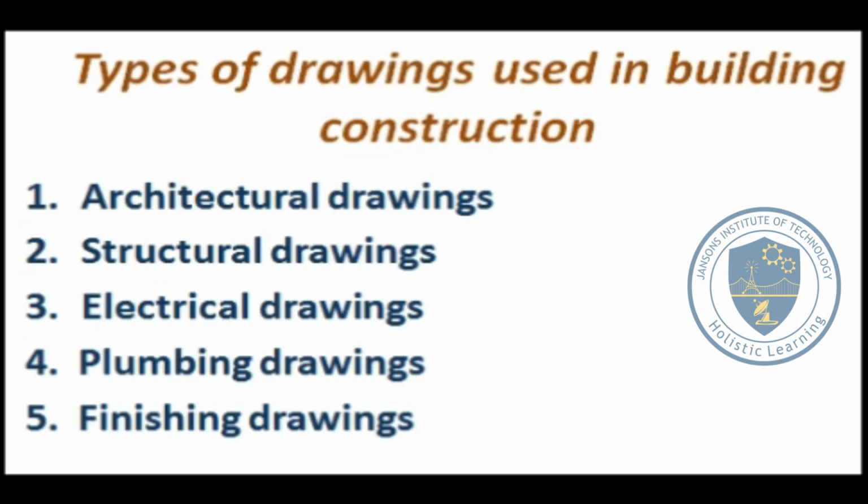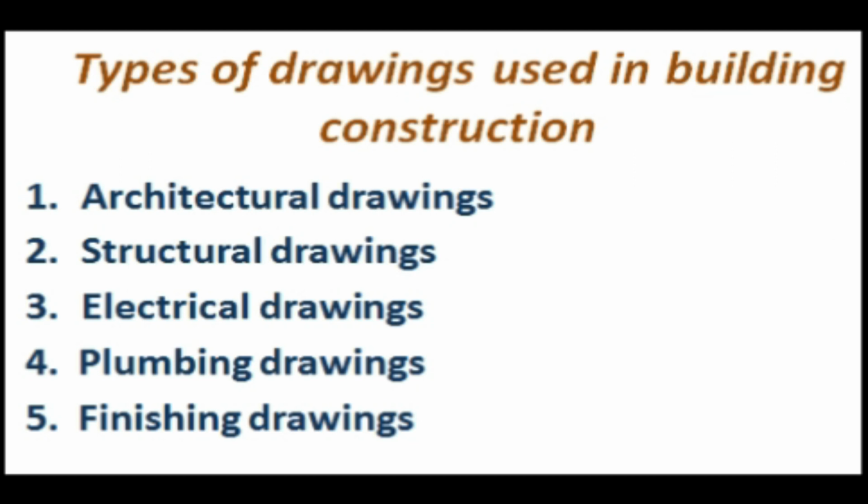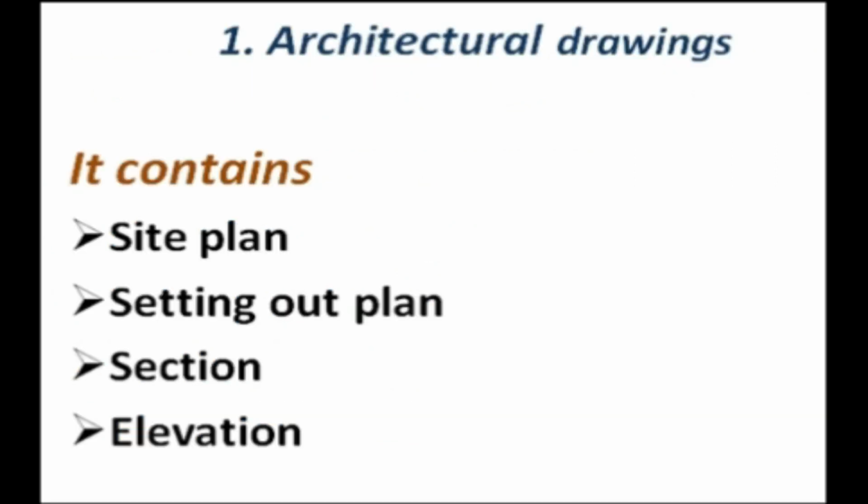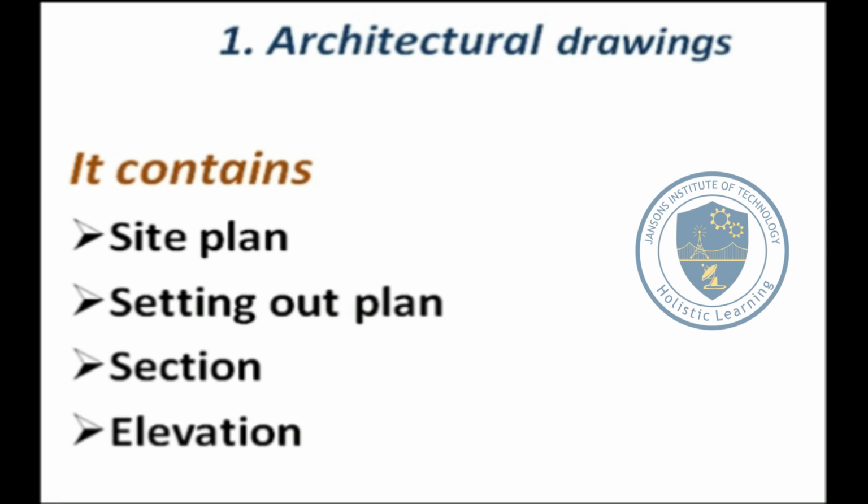Types of construction drawings. There are different types of drawings used for the construction process. Depending upon the purpose they serve, construction drawings are divided into 5 types. They are architectural drawings, structural drawings, electrical drawings, plumbing drawings, finishing drawings. Architectural drawing. Architectural drawing contains site plan, setting out plan, sections and elevations.